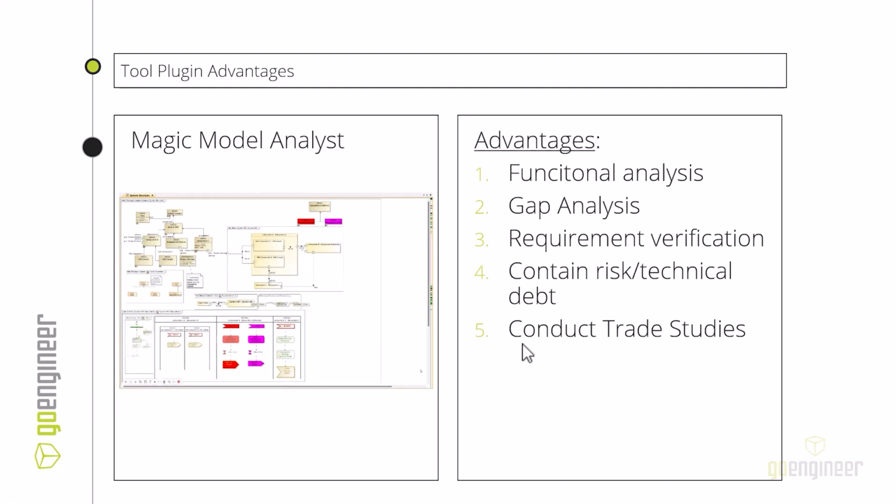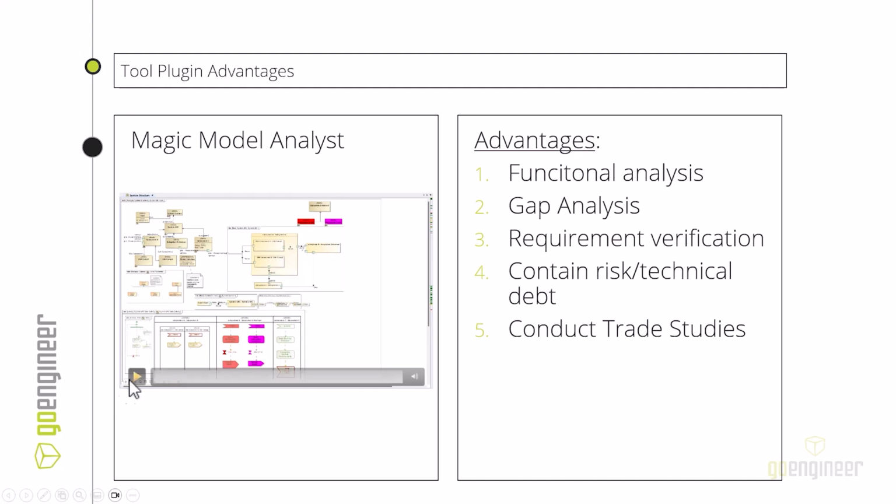So the next advantage is Magic Model Analyst, which is the simulation toolkit. And the simulation toolkit really allows you to understand your function, do a functional analysis and gap analysis. There are a lot of benefits that come with simulation and really understanding if you're creating your models the way that you expect them to.